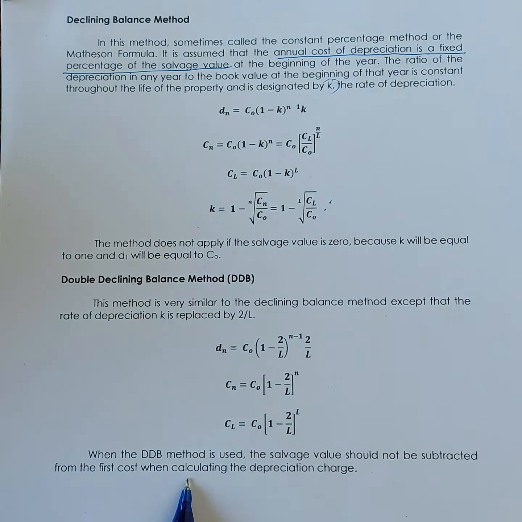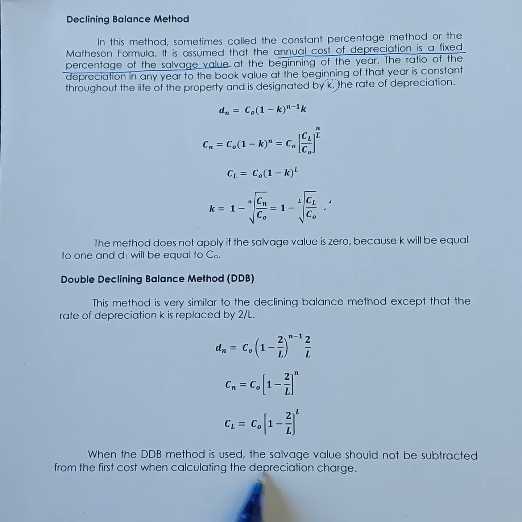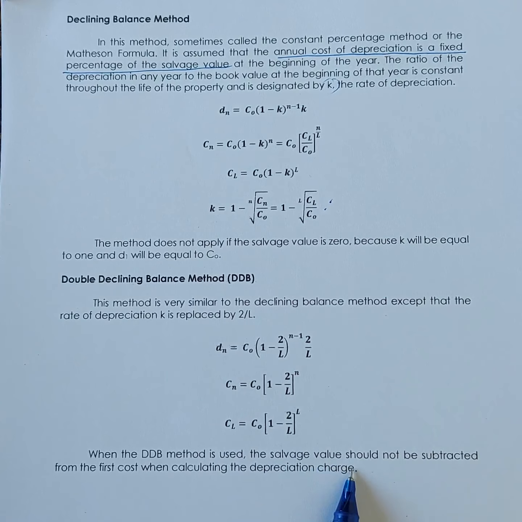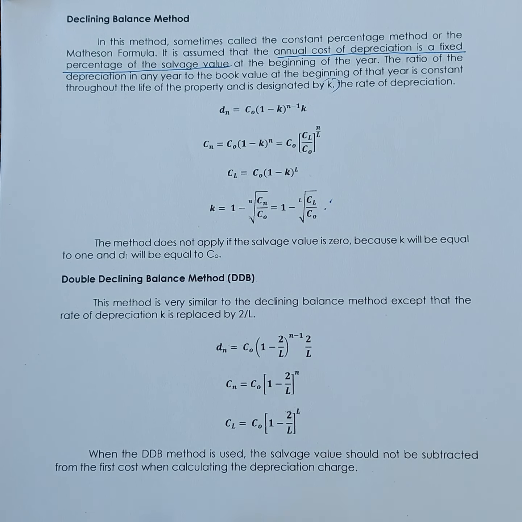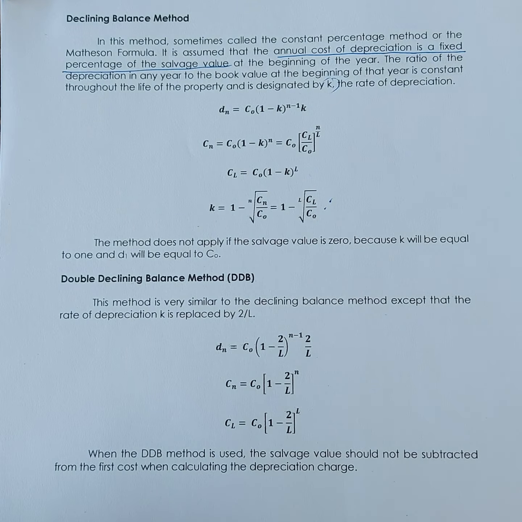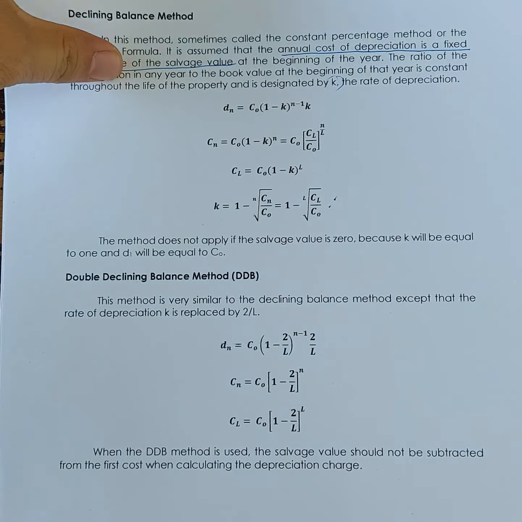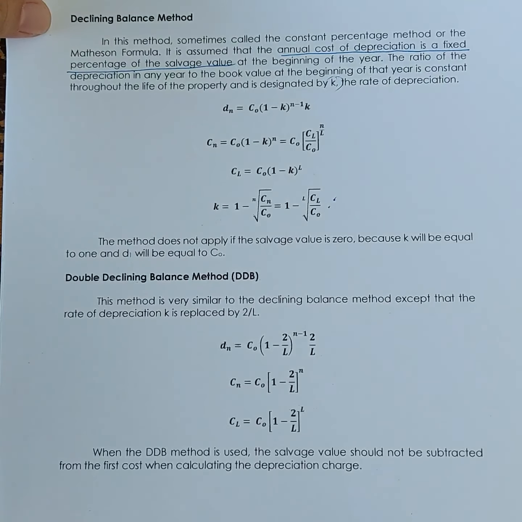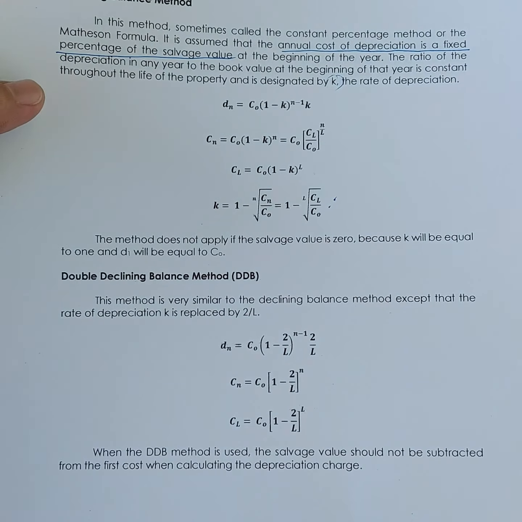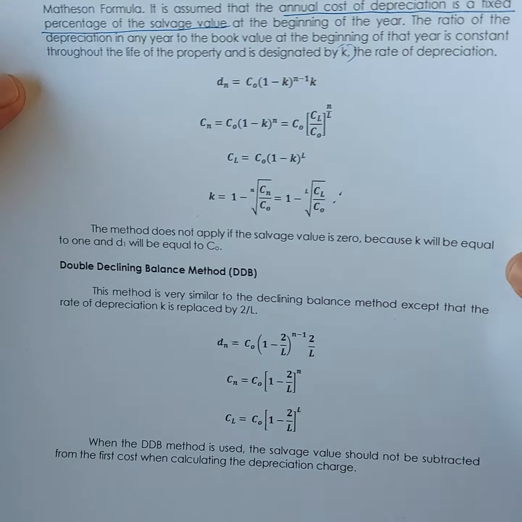So when the DDB method is used, DDB is double declining balance, the salvage value should not be subtracted from the first cost when calculating the depreciation charge. Okay, so that's the declining balance method and double declining balance method. Okay, so let's solve problems.